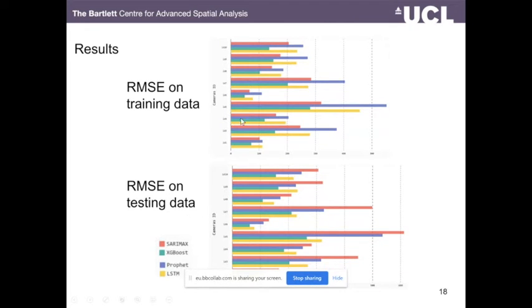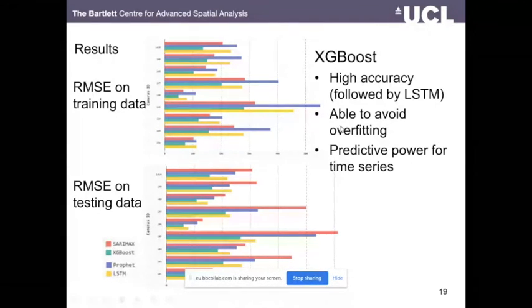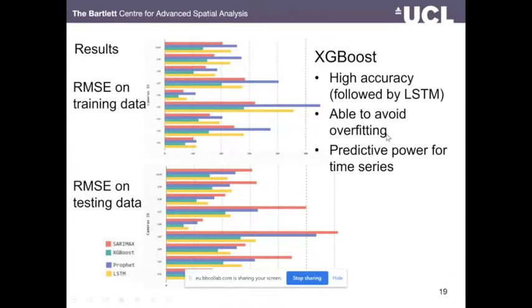If we compare these two plots, we can see the XGBoost has the highest accuracy across all different cameras, in both the training and testing data. So we can see that the XGBoost is able to avoid overfitting. This also confirms the predictive power of the XGBoost for time series problems, and specifically for footfall forecasting.